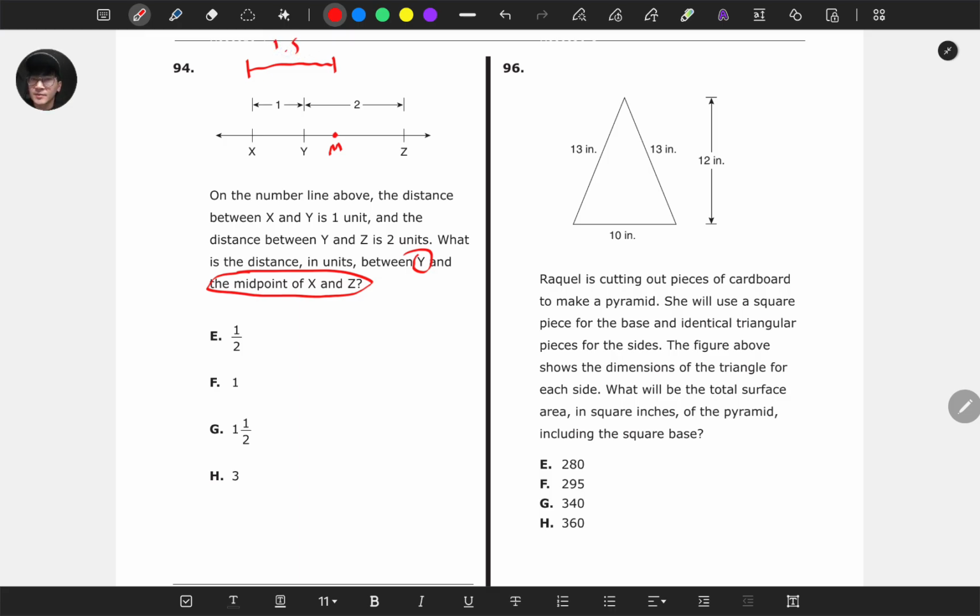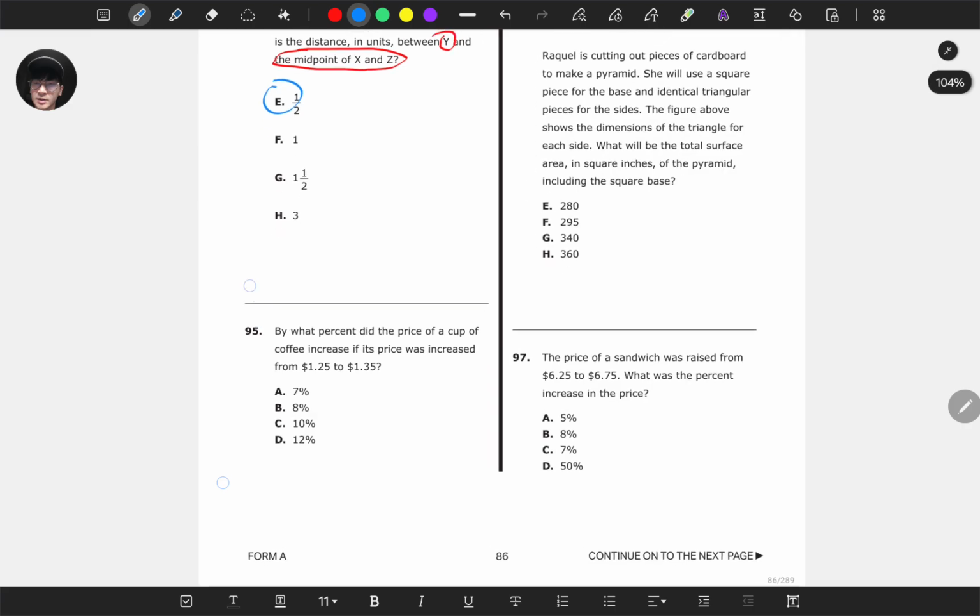Okay, but if that's 1.5, but I know that x to y is 1, so then that means that to make the remaining piece, that's got to be half, right? So it's going to be 1.5 minus 1, that's going to be 0.5. Okay, so that's got to be E. Okay, so then it's going to be that, and just look at the picture. The picture is not drawn to scale, so be careful with that, right? You should go by the numbers. Okay, so 94 is done.